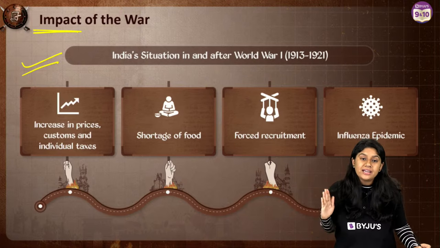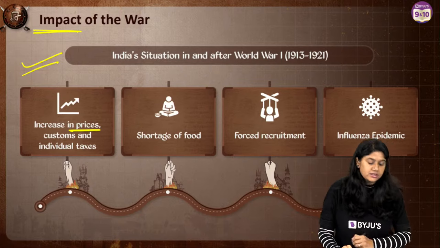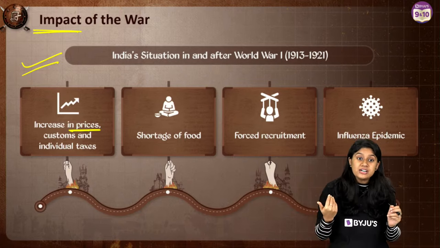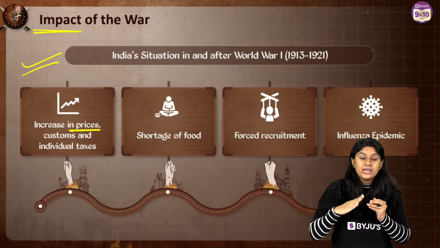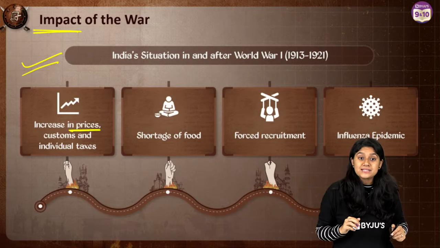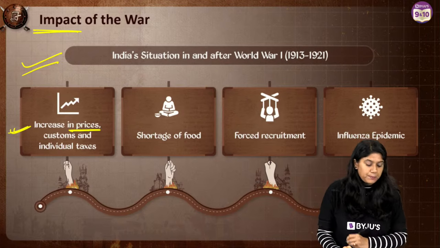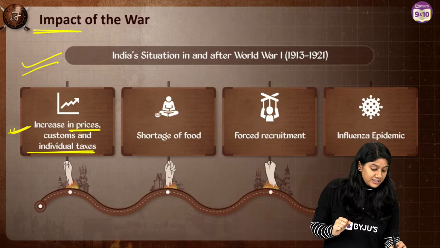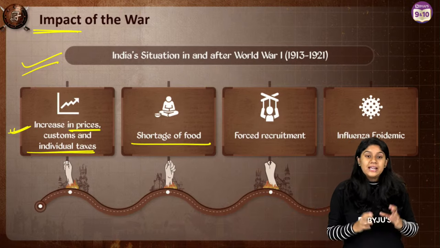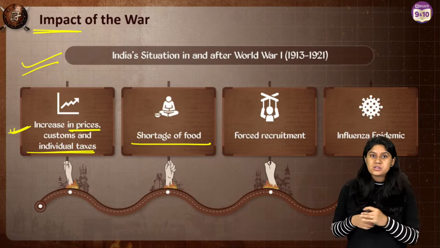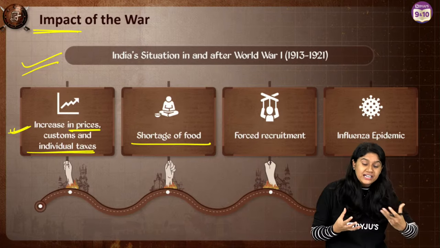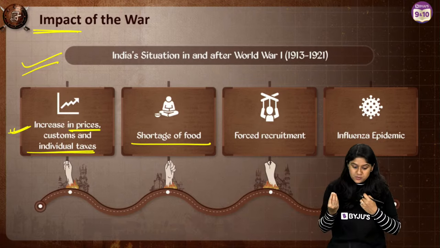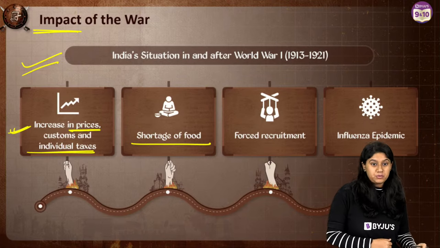First of all, we saw the increase in prices. All the products that we have, at that particular time after World War First, we saw that there was an increase in prices. We saw the increase in customs and in individual taxes also. There was definitely a shortage of food, because the food was going to be supplied. Of course, the British needed the food for their people. So we saw that the food was also going there. There was a shortage of food.